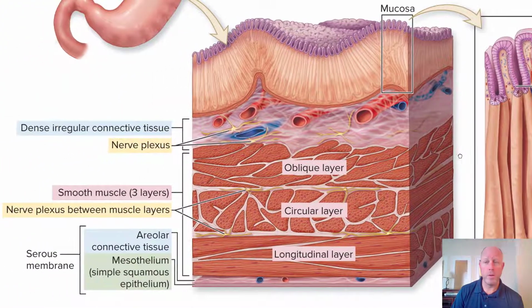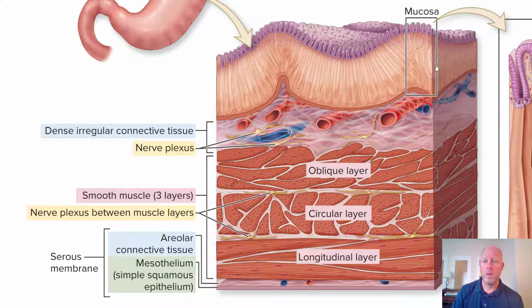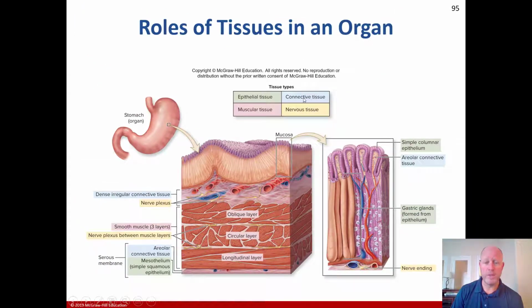Then looking over here, the mucosa as well, playing a role with that there. And with dense irregular connective tissue, I should bring it back out again, connective tissue showing nice little diagrams. You can see the different tissue types, nervous, connective, epithelial, or muscular. And that dense irregular tissue here, the nerve plexus there.